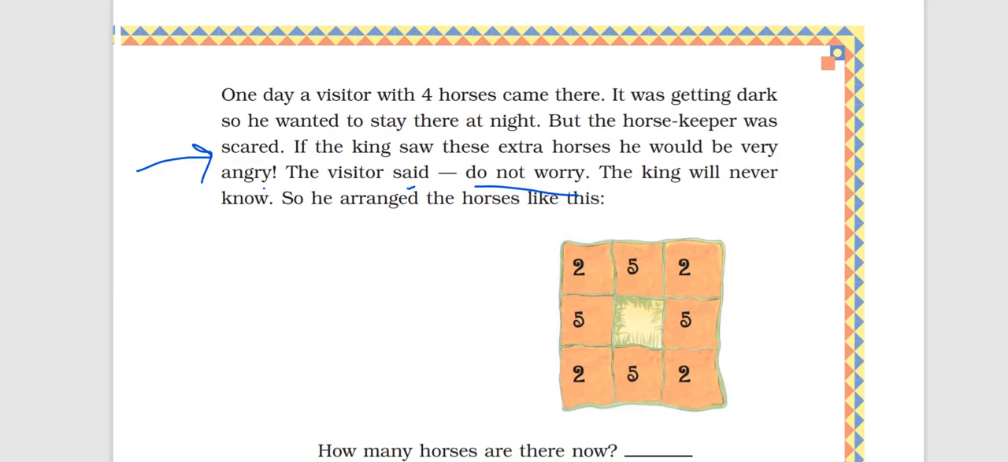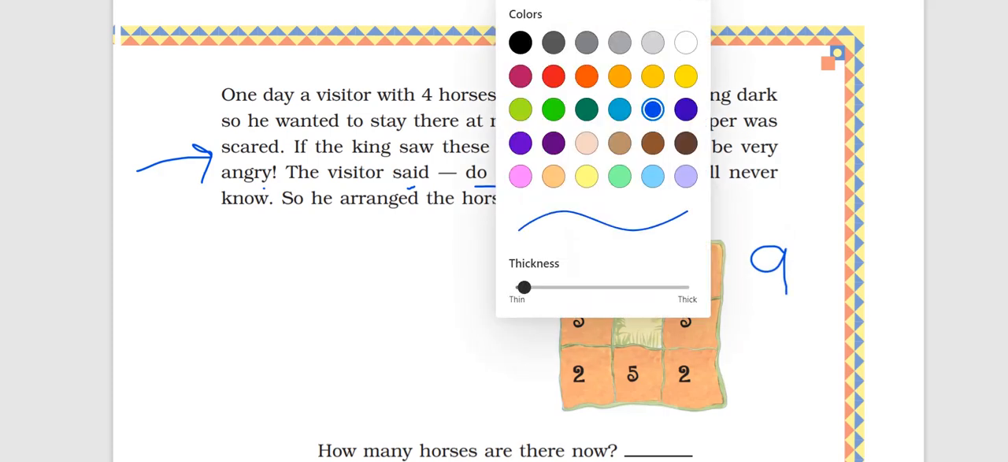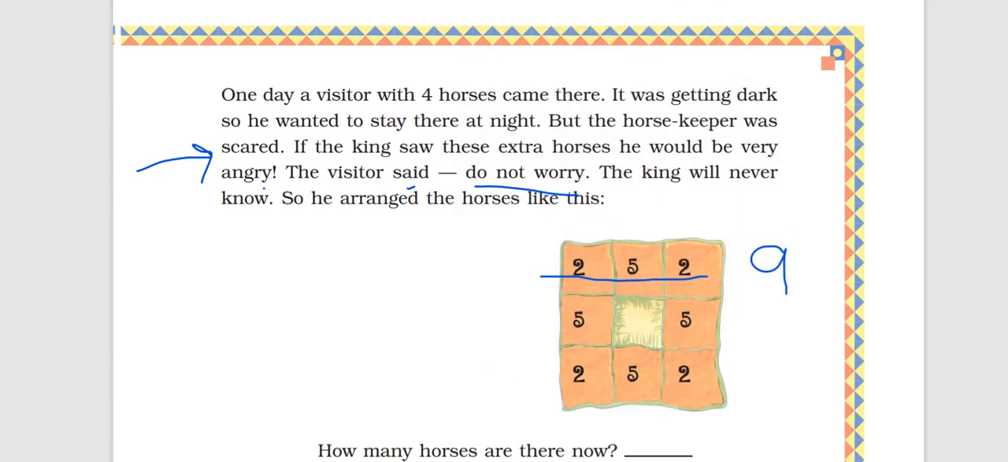What did he do? He put 2, 5 and 2 in one row. How much would we get? 9, right? Next, 5 plus 5 in these rows, you get 10. Finally, 2 plus 5 plus 2, you get 9 again. Right? But what's going to happen over here?